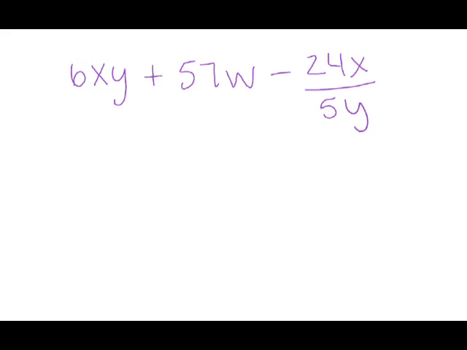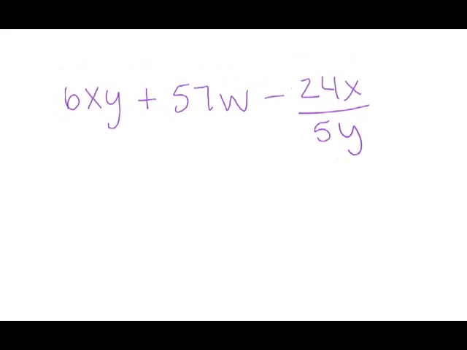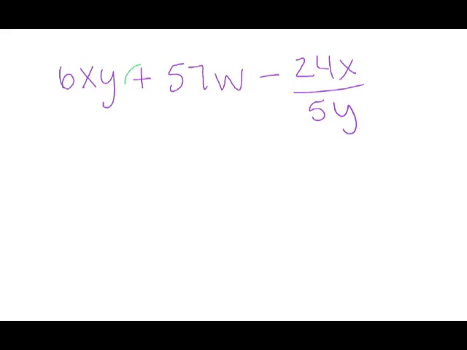6xy plus 57w minus 24x divided by 5y. We have to figure out how many terms are in this equation. And of course, we have to remember that each term is separated by the plus and minus sign. Let's go ahead and circle the plus and minus signs. All right, this helps indicate how the terms are separated.